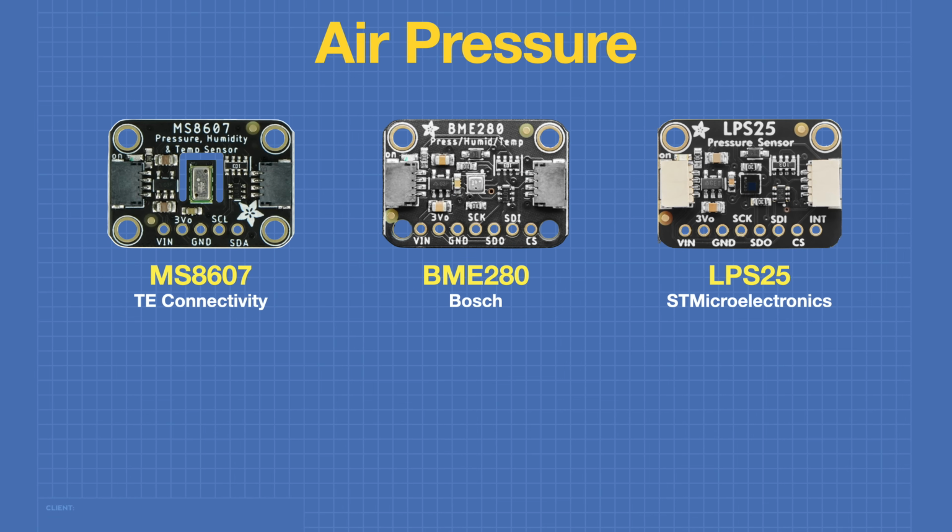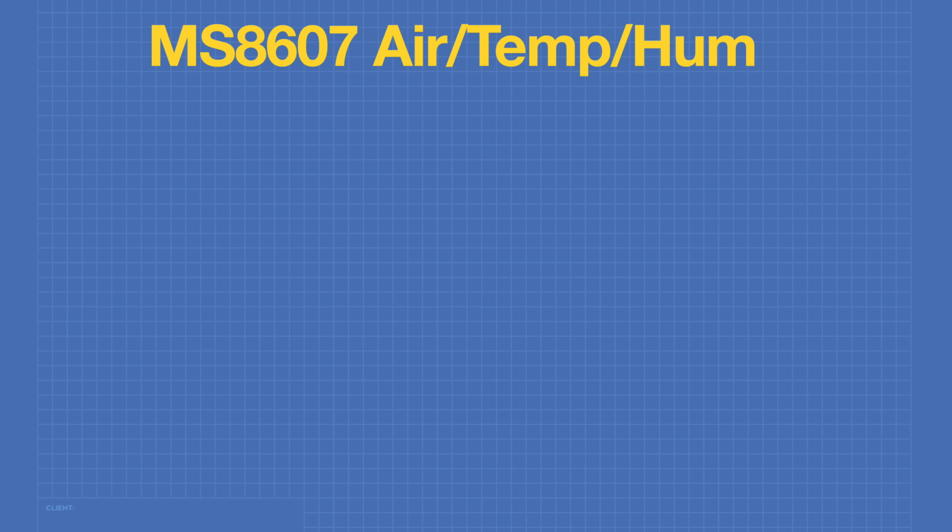We'll be working with 3 different MEMS sensors today: the MS8607 from TE Connectivity, the BME280 from Bosch, and the LPS25 from STMicroelectronics. Let's start working with them. Okay, so let's get started testing our air pressure sensors. The first one we're going to test is the MS8607. This is a very simple device to use. It's an I2C device. It also measures temperature and humidity as well. And so let's go hook it to a microcontroller and check it out.